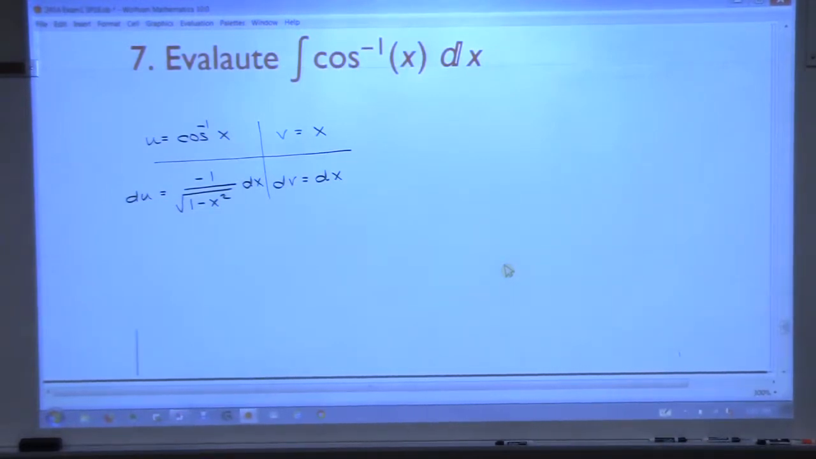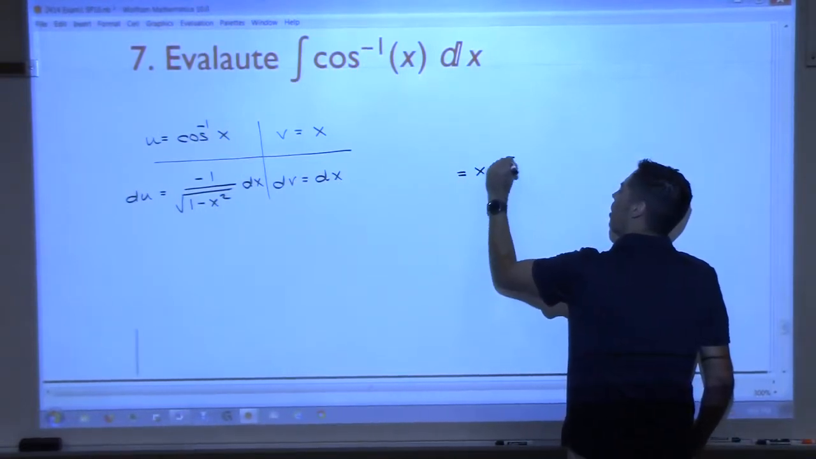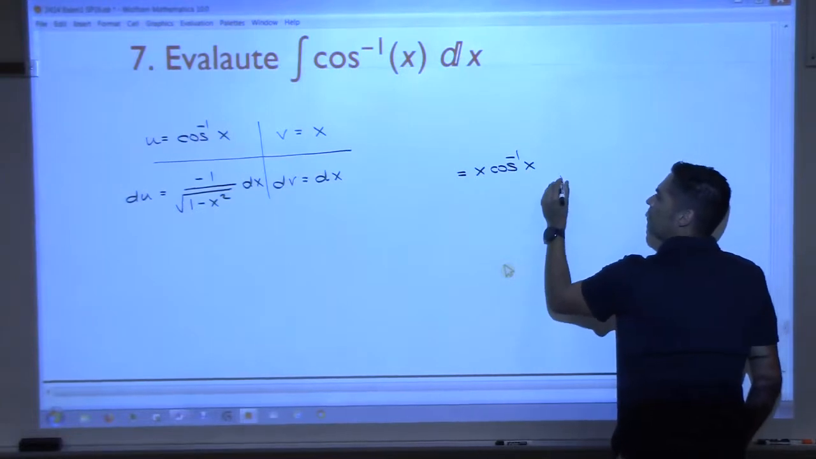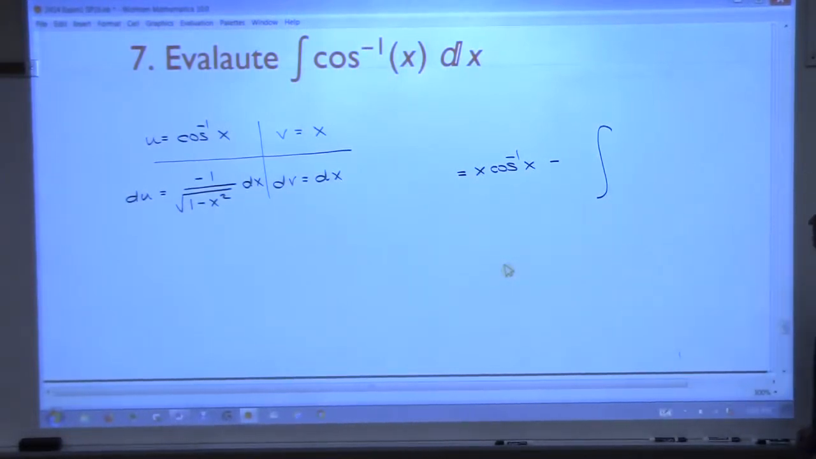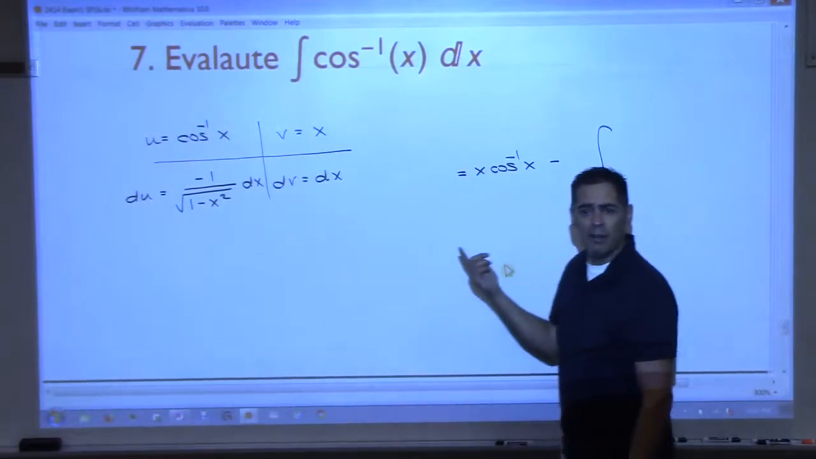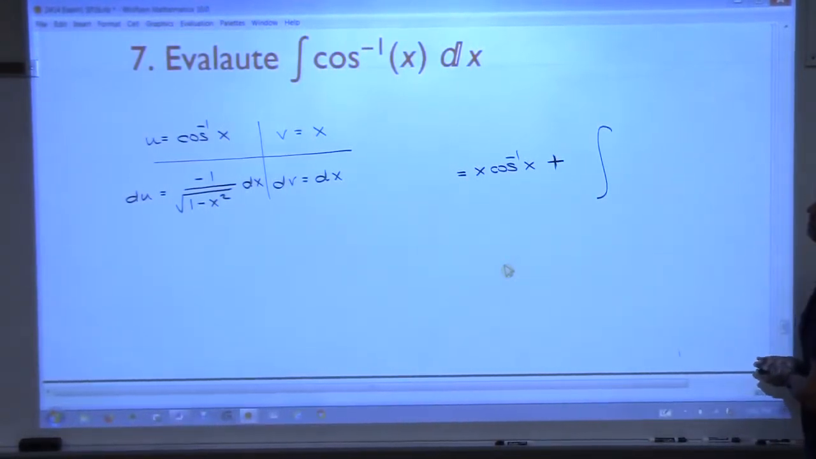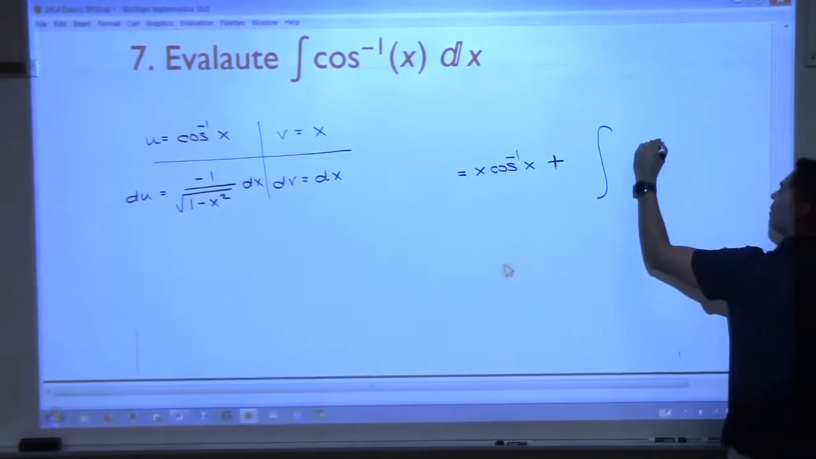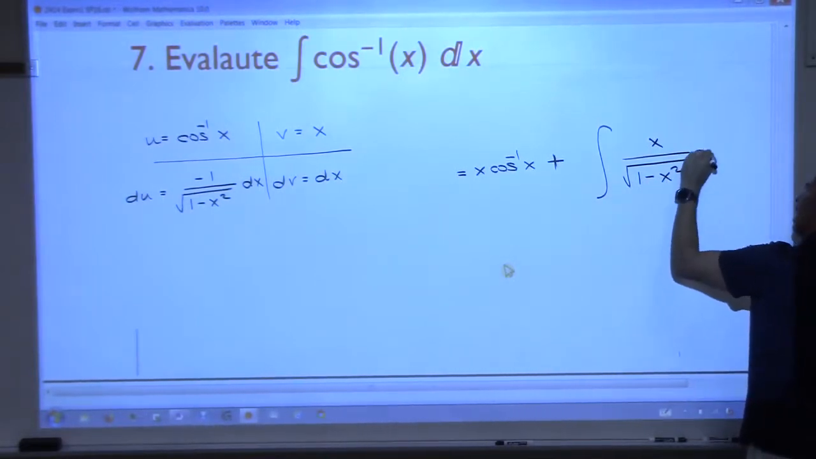Let me just write out what would remain. We would have x arc cosine of x, that's uv, minus... I always leave a little bit of a space for constants. Do we have any constants to pull out when I'm looking at v du? A negative 1 can come out, right? So how about we change that to a plus? And then what's there? x over square root of 1 minus x squared dx.